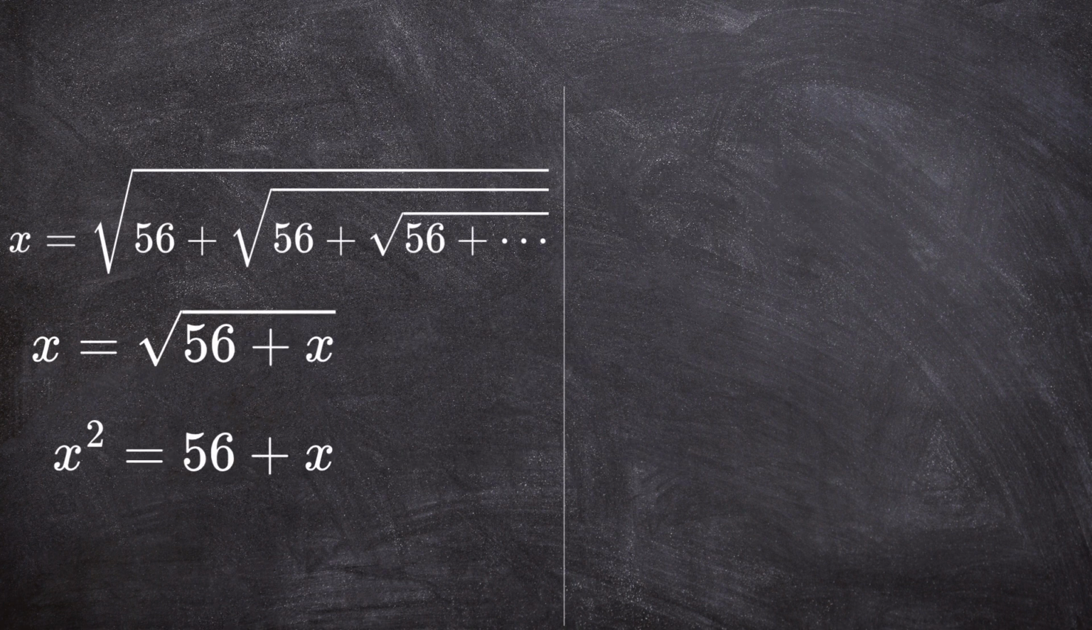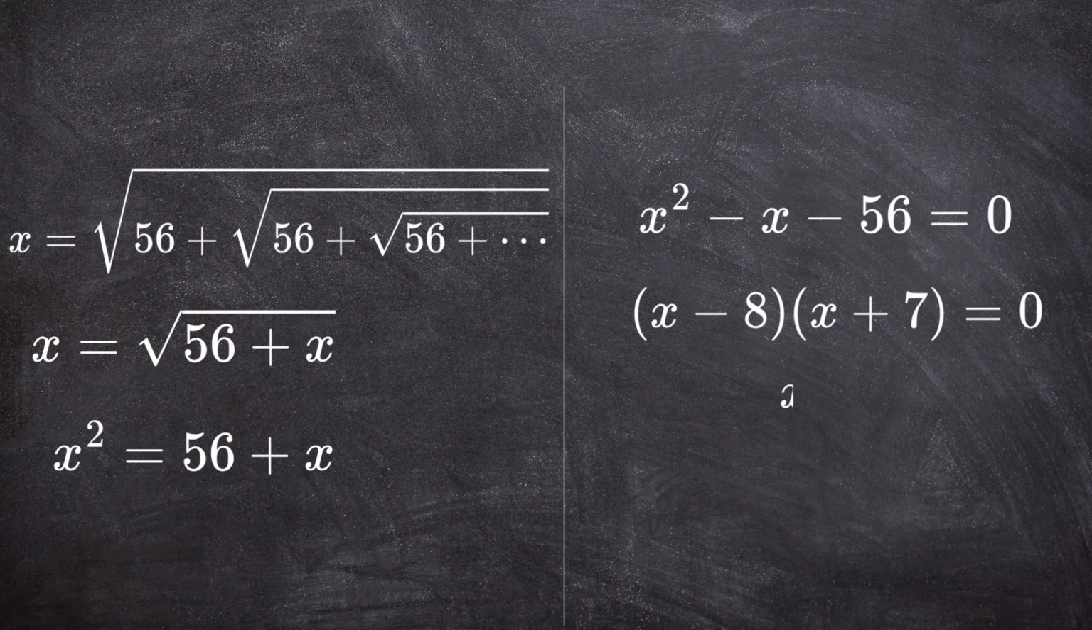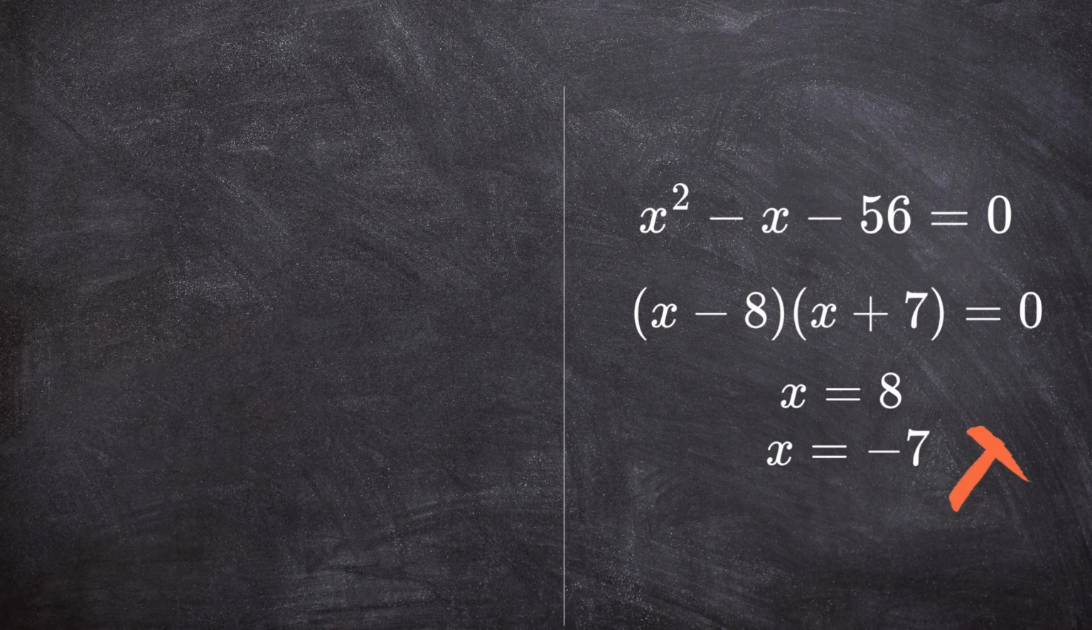Move everything to one side. x squared minus x minus 56 equals 0. Now we need two numbers that multiply to negative 56 and add to negative 1. Those numbers are negative 8 and positive 7. So (x minus 8) multiplied by (x plus 7) equals 0. That gives us x equals 8 or x equals negative 7. We reject the negative answer because x represents a square root expression. So x equals 8. If you got there before I finished, you've got the trick.